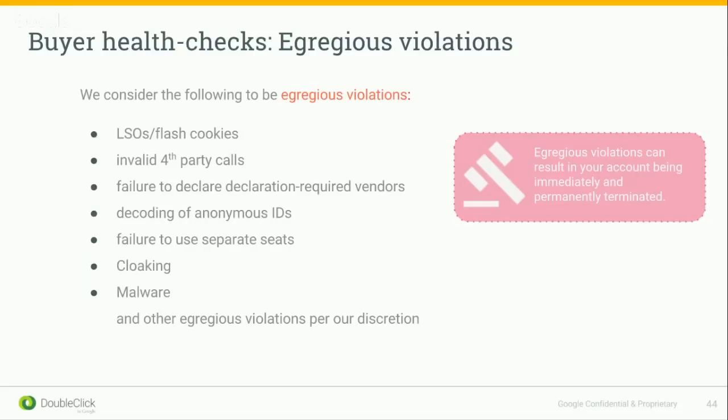So essentially, these are triggered due to egregious violations. So these carry a more severe enforcement model. Technically they're not a separate set of policies, but it's basically just an aggregation of policies that live within the other four buckets, and they can have a more severe type of account enforcement, for example, pausing an account or suspension. So you can see some of the things listed here. So I mentioned before, LSOs or flash cookies, invalid fourth-party calls, failure to declare vendors, cloaking, which we're going to go through in a second, malware.